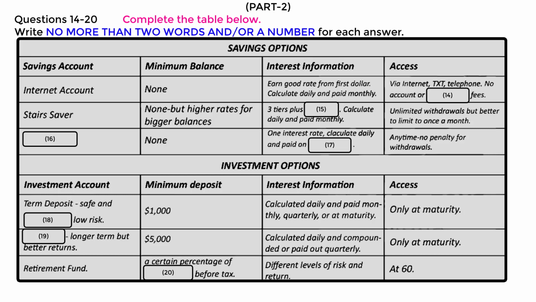Let's take a look at our investment options. Starting with the safest, the most secure, low-risk option is a basic term deposit, starting with a minimum deposit of $1,000. Interest is calculated daily, but you can choose whether to have it paid out monthly, quarterly, or at maturity. What we recommend if you really want to see money grow is having interest compounded quarterly.